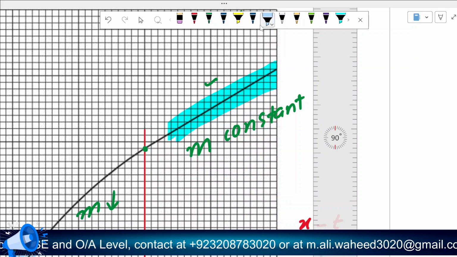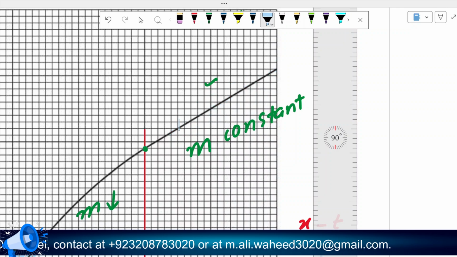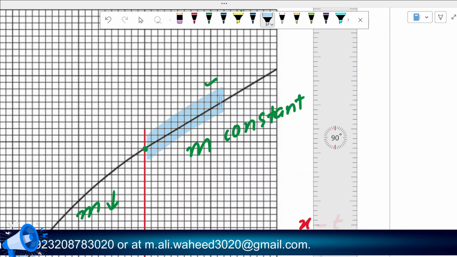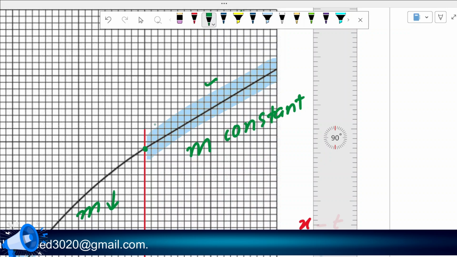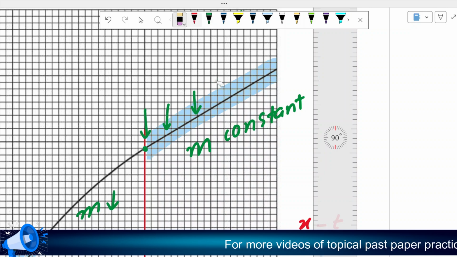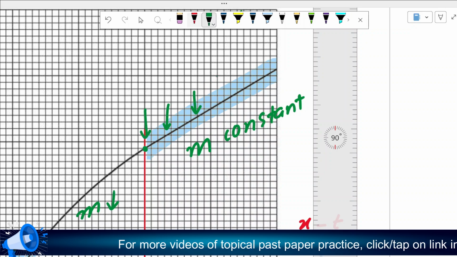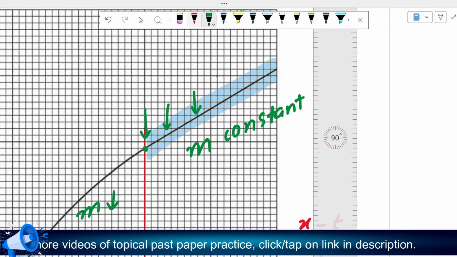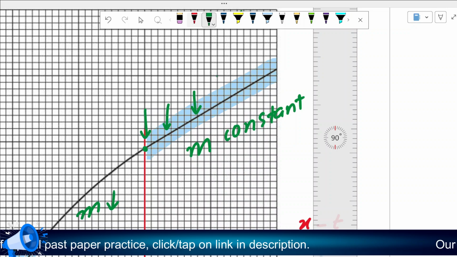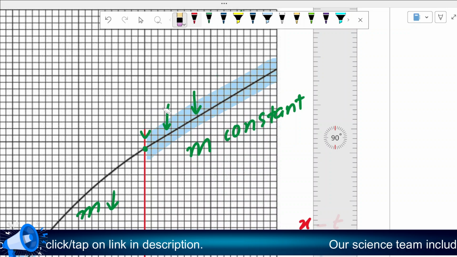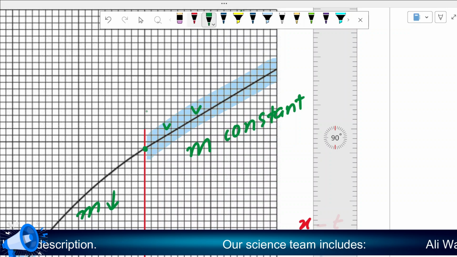We can easily find the value of the gradient of this line. Since this is a straight line, the gradient here would be the velocity. Gradient anywhere on this straight line would be equal, hence the velocity anywhere on the line would be equal. So if I'm to find the gradient of this line, I can take 2 points.